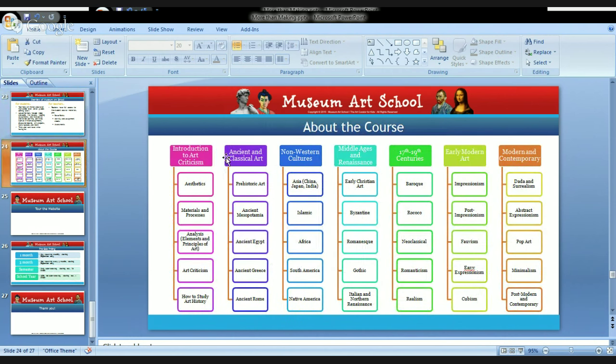The first unit is an introduction to art criticism. So it's all the art basics: aesthetics, which is the philosophy of art, with a lot of hypothetical discussion questions to get the students thinking. Materials and processes, like all the vocabulary words they need to know, the different ways of making sculpture, the different types of painting. The elements and principles of art: line, shape, color, etc. And then the art criticism, where we go through those 4 steps and practice writing art criticism papers. And then how to study art history to get them ready.